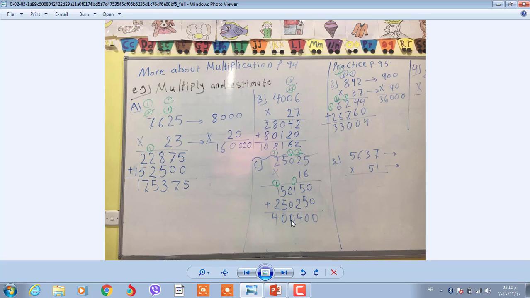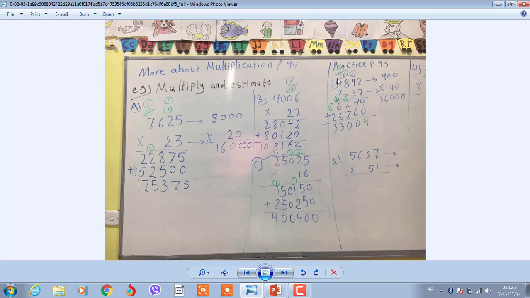0 plus 0 equals 0. 5 plus 5 equals 10. Write down 0 and 1 up. 1 plus 2, 3, because we have 1 up, equals 4. So we have 400,400. Okay, now we practice at page 95.